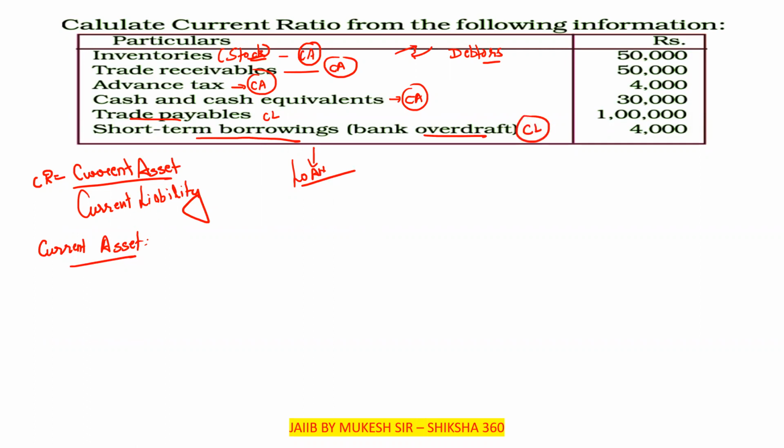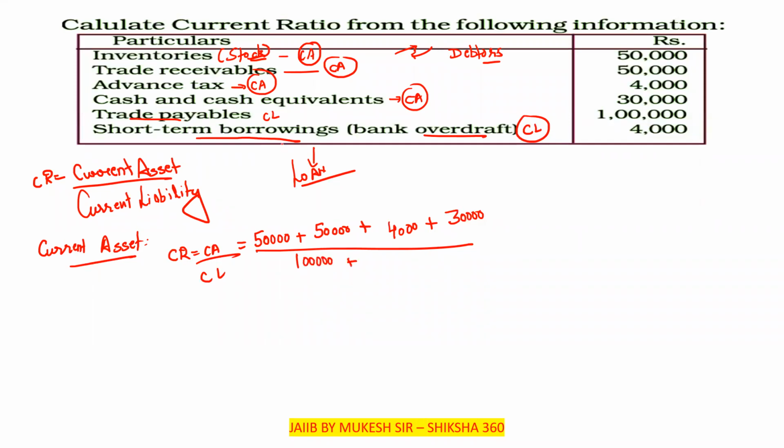So current ratio is equal to current asset upon current liability. What are the current assets? Inventories 50,000, plus trade receivables 50,000, plus advance tax 4,000, plus cash and cash equivalents 30,000. Trade payables 1 lakh and short-term borrowings 4,000. So 1,34,000 is our current assets, and current liability is 1,04,000.